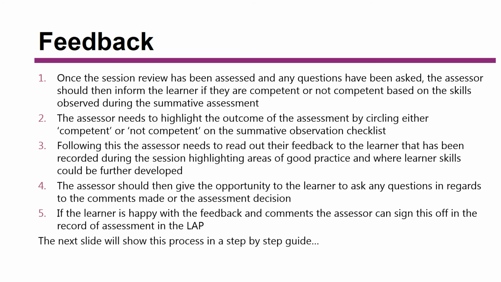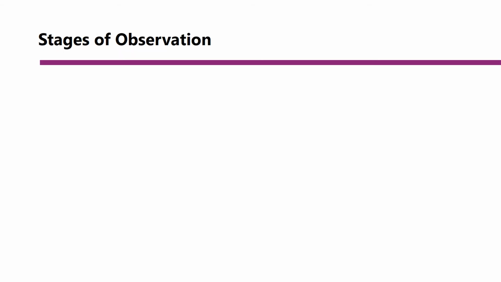So what we're going to have a look at next, on the next slide, is this process. It's a whole process of observation within this summative assessment for Unit 6 in a step-by-step guide. So we're now going to have a look at the stages of observation. We're going to look at the 7 stages in the order that they should occur.